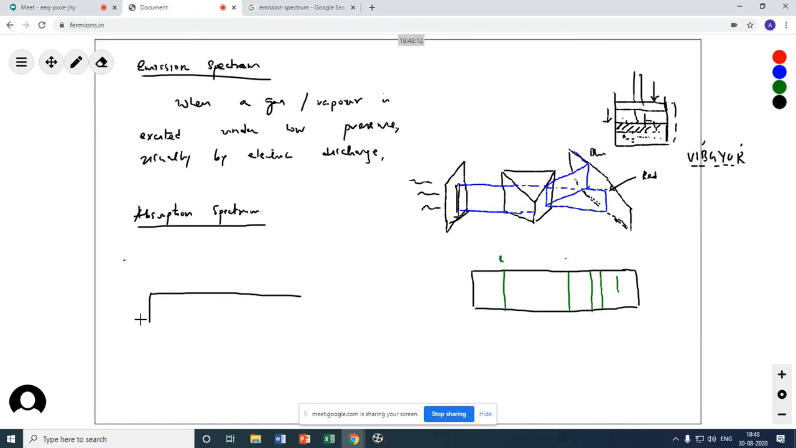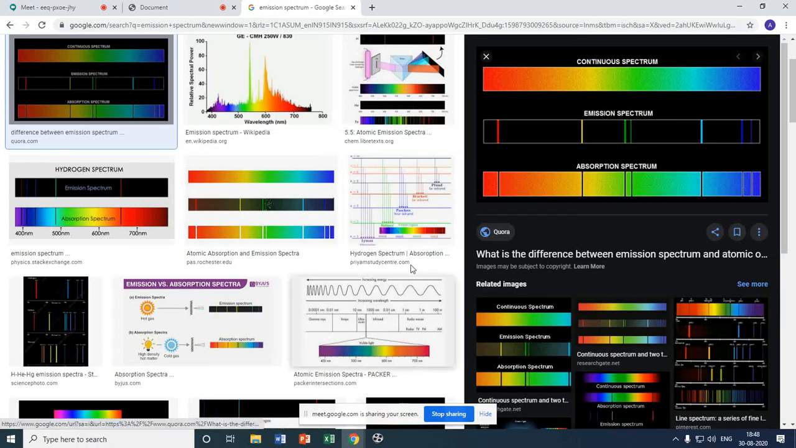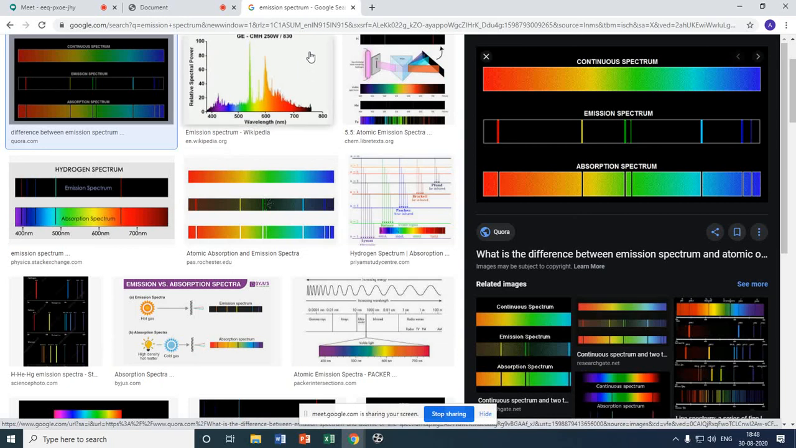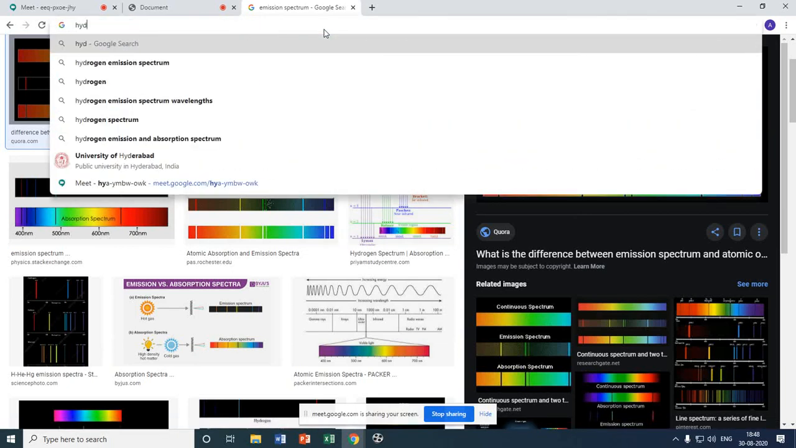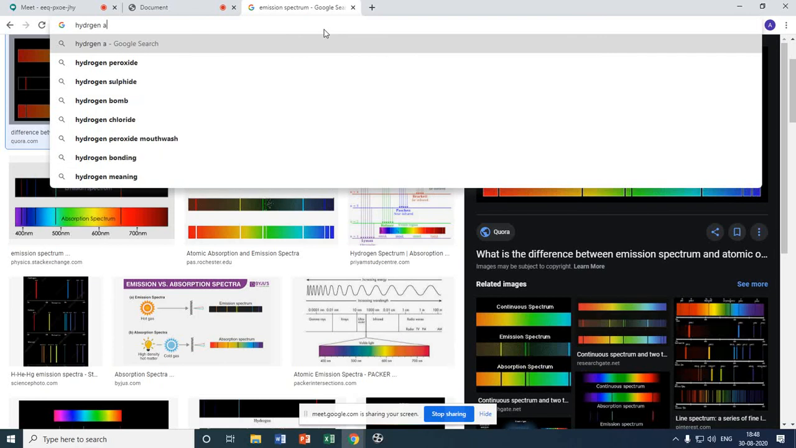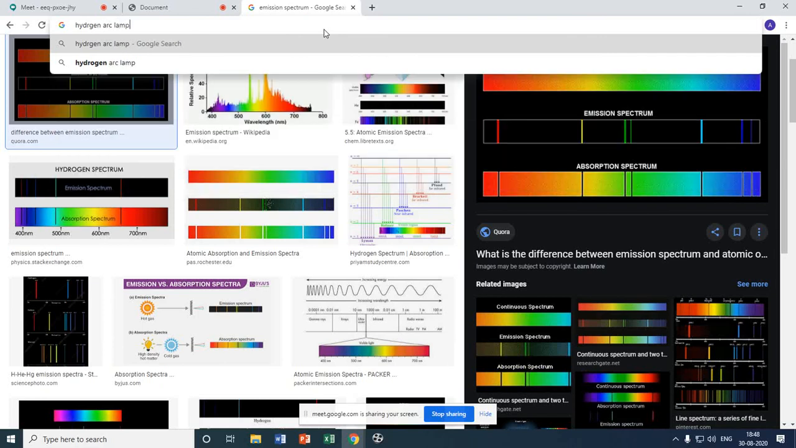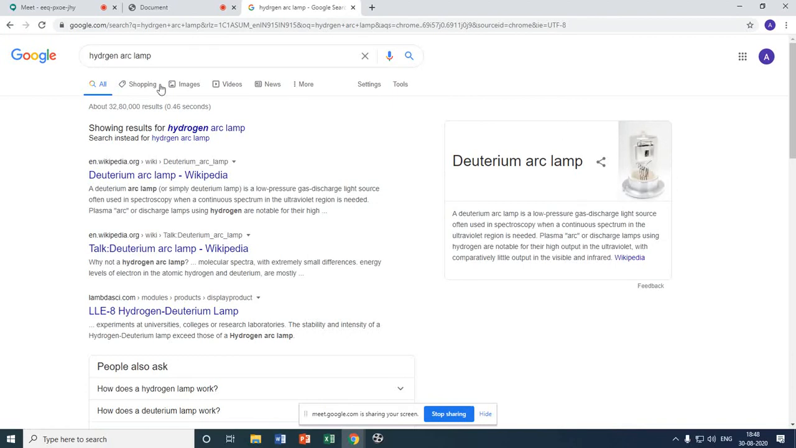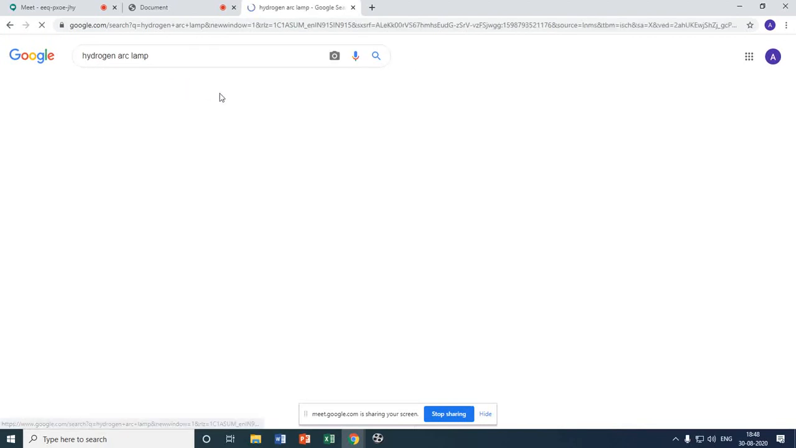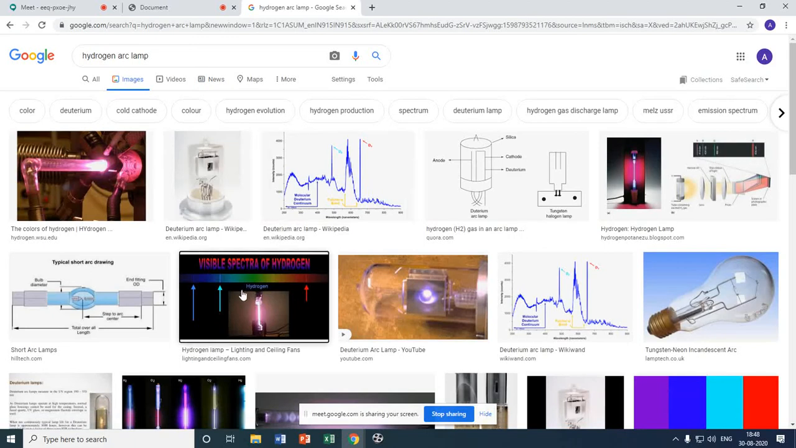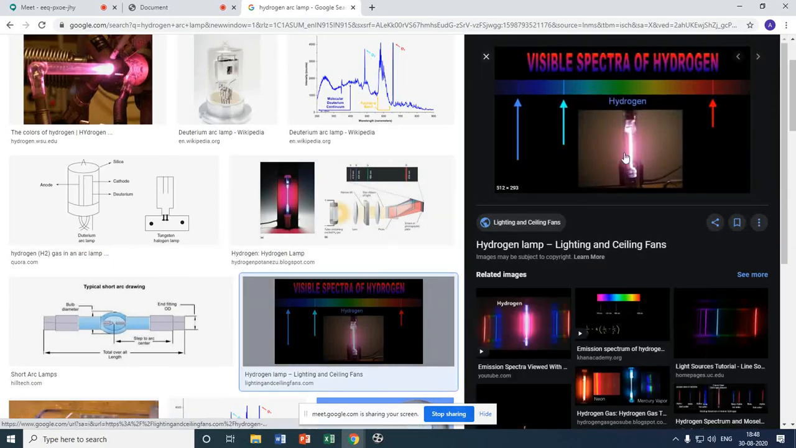So you may not know a spectrometer. What is a spectrometer? I can show you. I have a hydrogen lamp in my physics lab. When I put this hydrogen lamp, I also have a spectrometer there. I'll show you in the hydrogen arc lamp. Look at this, I'm talking about this one. Okay, this is the one.